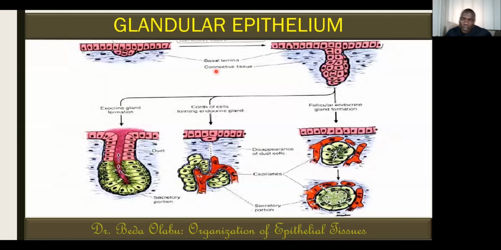We can proceed. So the images here show you glandular epithelium, how glandular epithelium develops embryologically. You've not done this, so maybe let me not say much. But to distinguish glandular epithelium, the ones that form exocrine glands will have ducts, as you can see here. The ones that form endocrine glands will have blood vessels around them, many of them, as you can see in these ones.